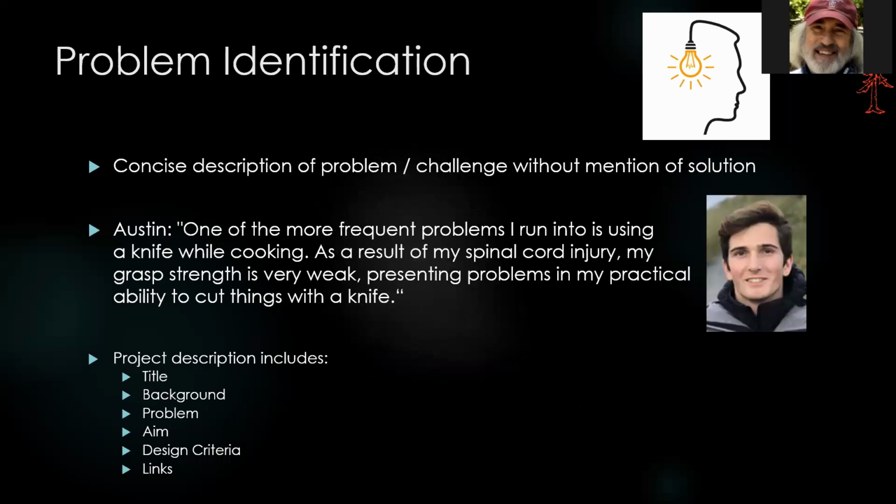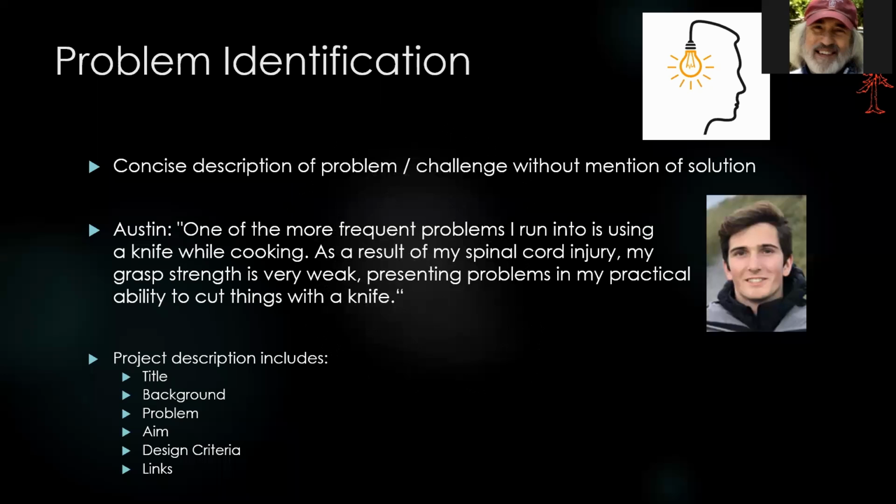So the first part of the design process is identifying a problem. Okay, and you need to do this because you've got to have something to work on. This problem identification is just a very concise way of describing the problem and challenge you're going to work on. And you do it in a way not to mention the kind of solution you're envisioning, because you don't know how you're going to do that. You don't know what's going to work at the beginning. So it's very important to describe it in a way that doesn't mention the solution.